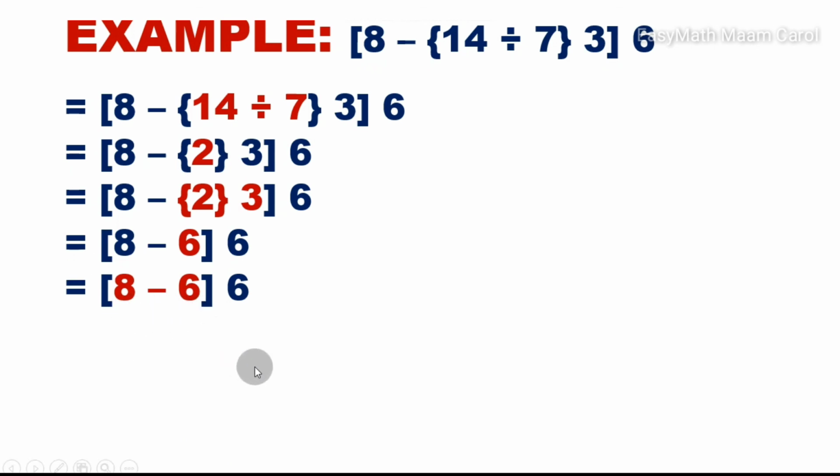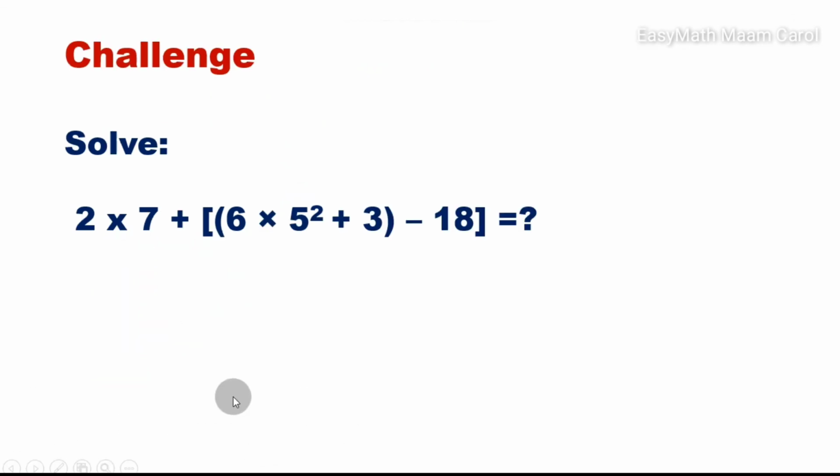Ano ba sagot dyan? O, tama na naman kayo. The answer is 2. So, again, critical thinking. There's no operation between 2 and 6. It means it's gonna be multiplied. So, 2 times 6. Siyempre, simple lang yan, di ba? 12. So, the final answer for our example is 12.